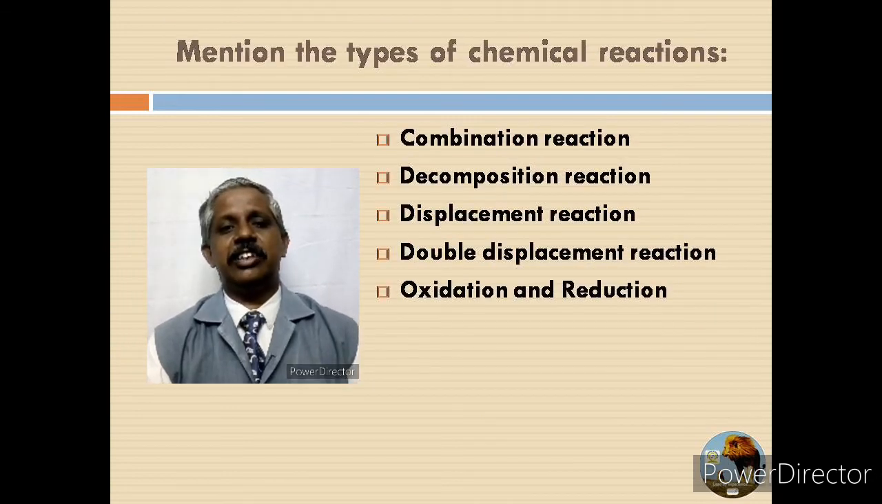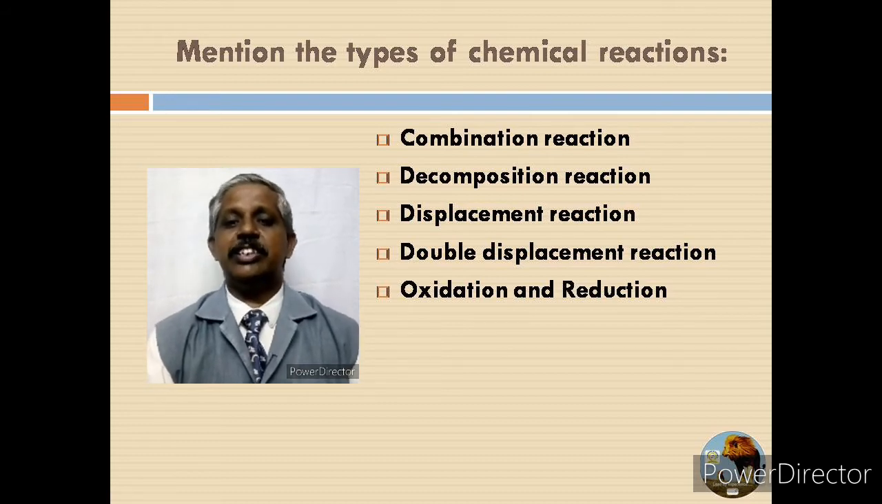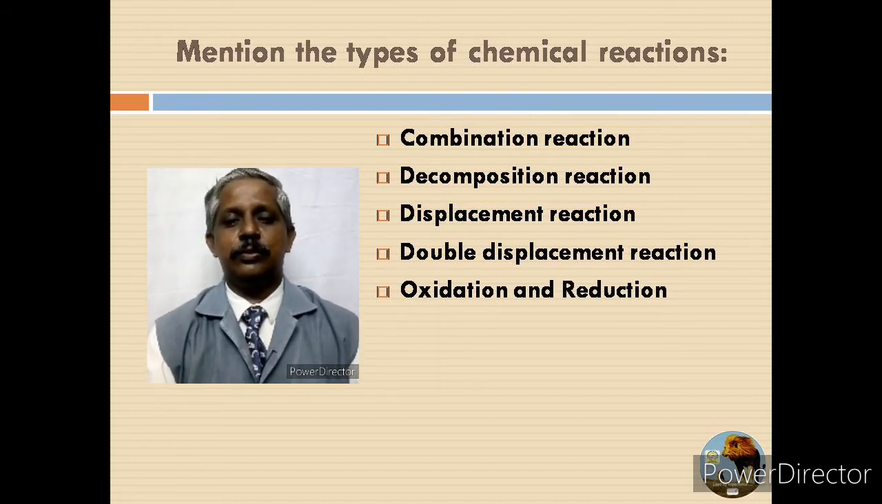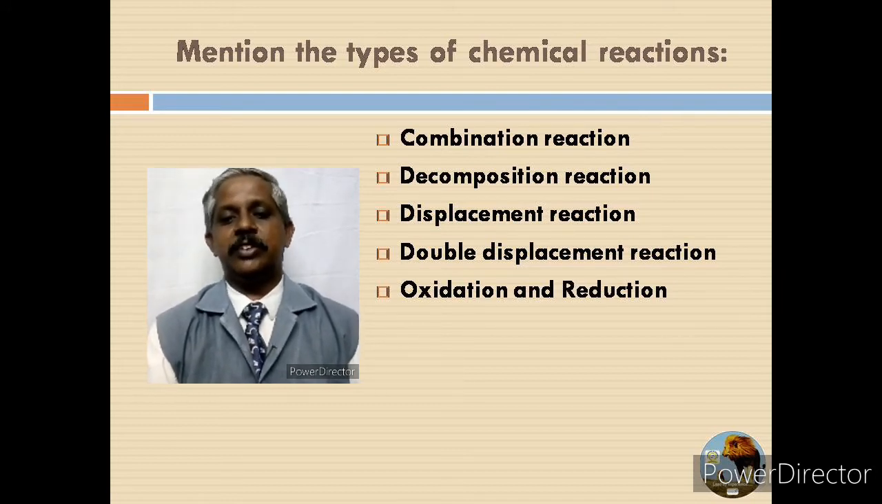And let us see the types of chemical reactions that we are going to come across in this chapter. The first one, combination reaction. Second, decomposition reaction. Third, displacement reaction. Fourth, double displacement reaction. Fifth, oxidation and reduction.